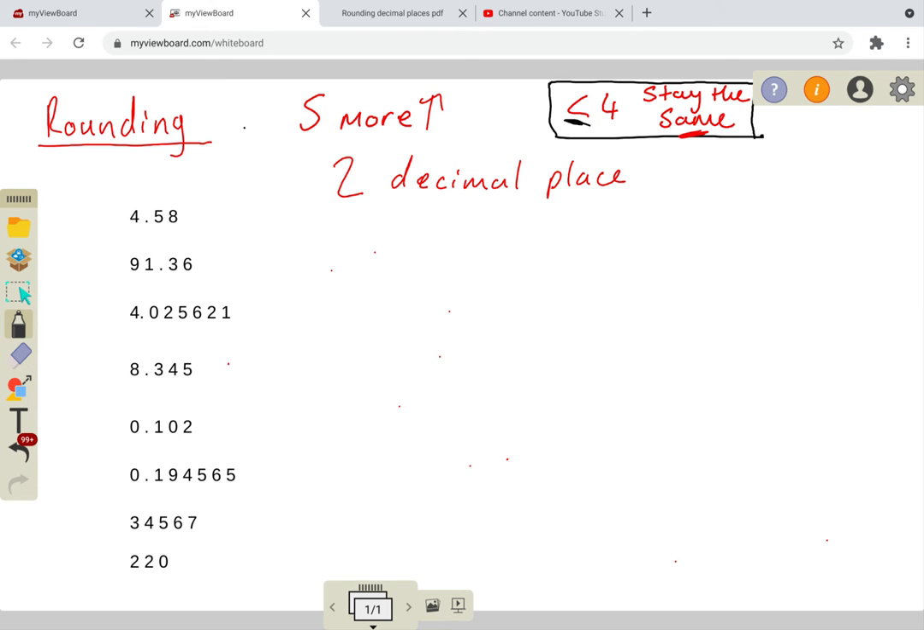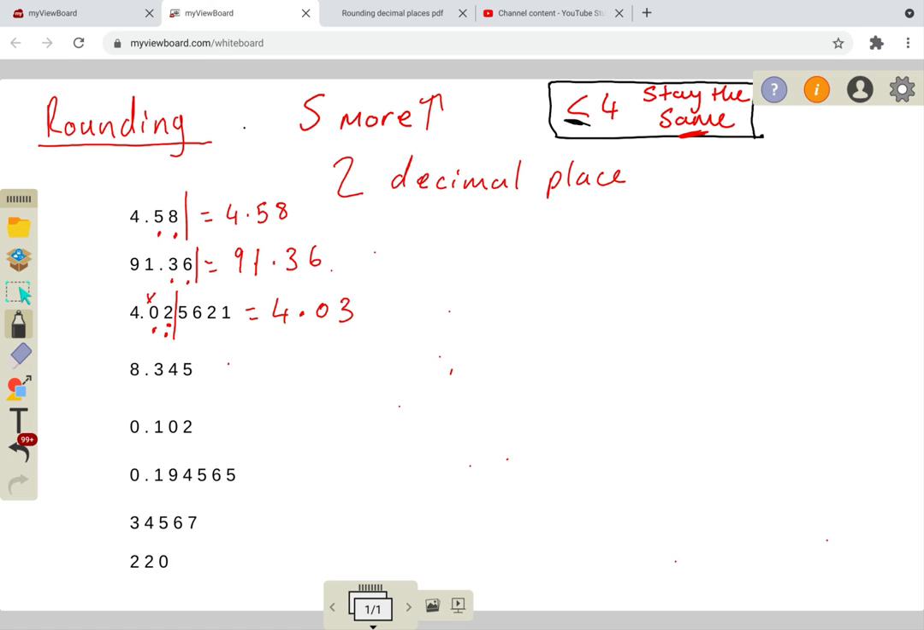Okay, so first one, 2 decimal places, 2 numbers after a decimal, then draw a line. So as you can see in this one, there are already 2 numbers after the decimal. So this number is already to 2 decimal places. Okay, so that stays the same. Next one, 1, 2, as you can see, that stays the same as well. So 91.36. This one, 2 numbers after a decimal, 1, 2, draw your line. Is the number next to the line 5 or more? Yes, it is. So this turns into 4.03. Okay, we're looking at the numbers next to the line, so we don't do anything with this 0 over here.